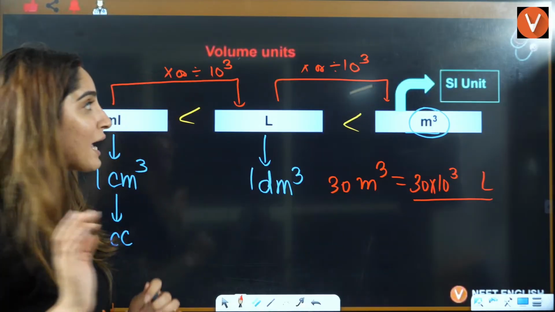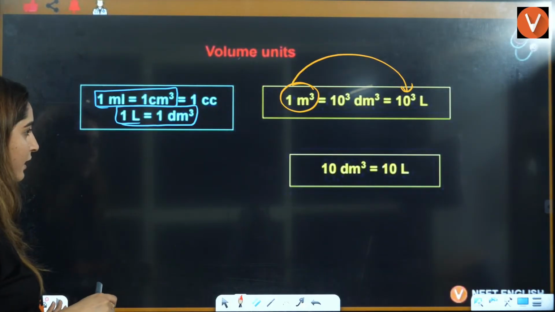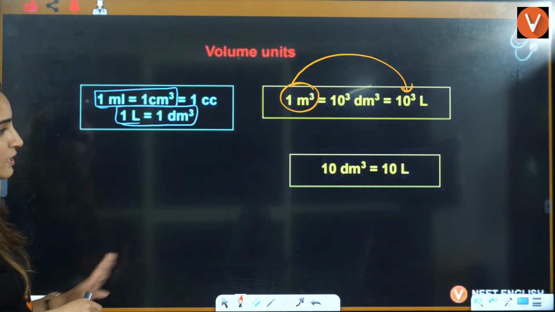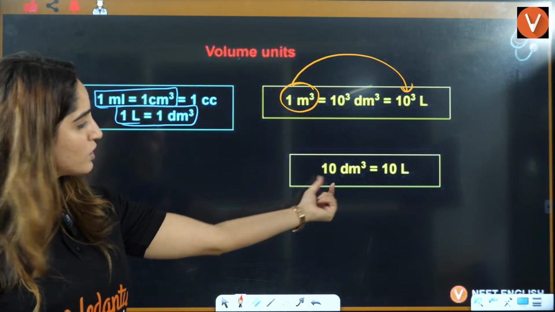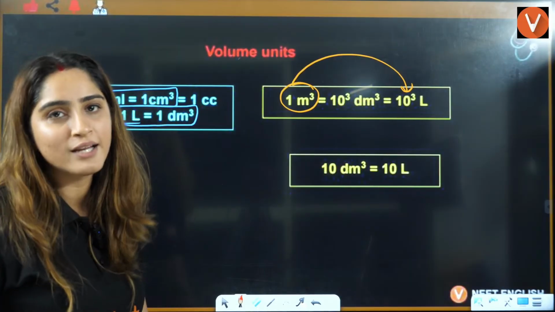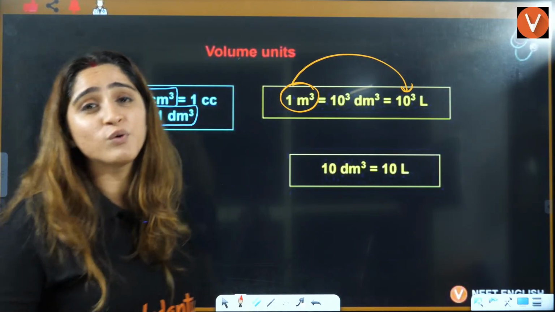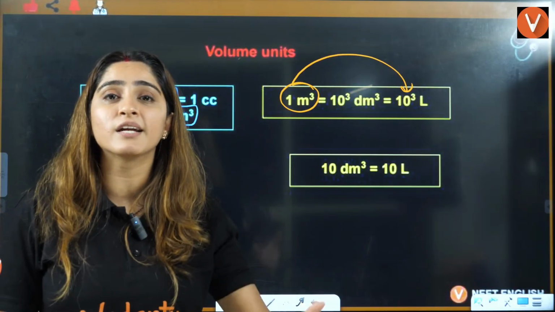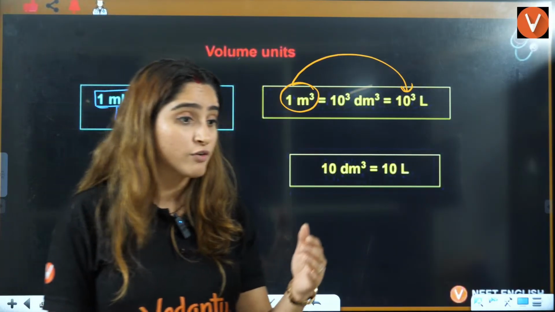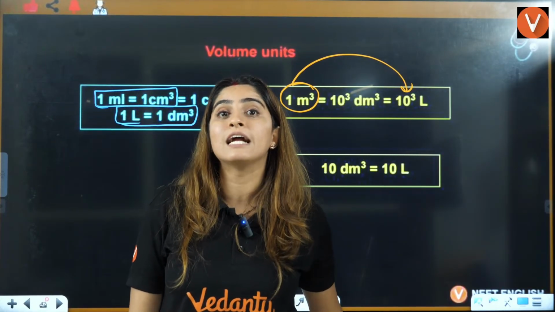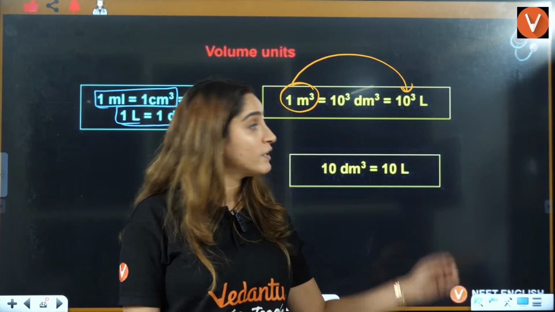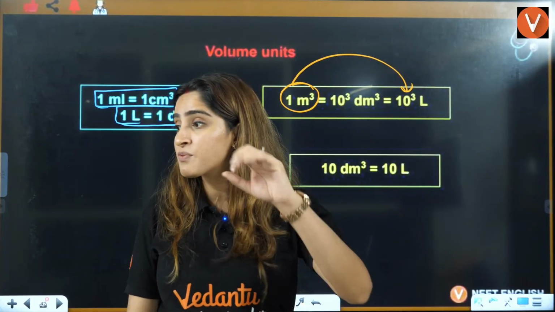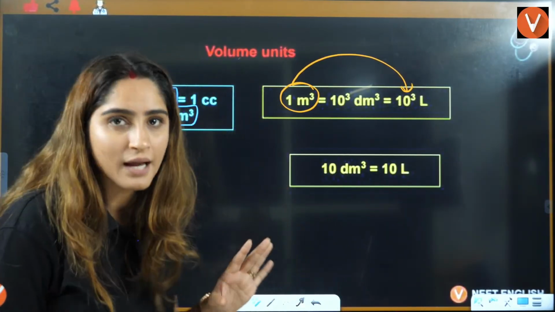Okay, so that I can start with the next thing here. See, 1 decimeter cube is 1 liter only, so 10 decimeter cube is 10 liter only. This is where they confuse you. Instead of giving milliliter, they will give you centimeter cube, they will give you cc, that is milliliter only. Instead of giving liters, they will give you decimeter cube. That's where you will get confused in the exam, right?